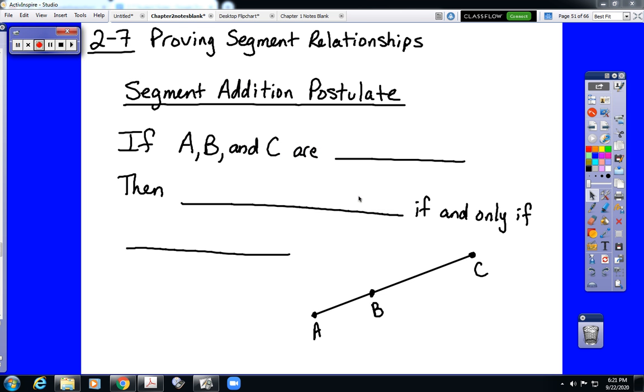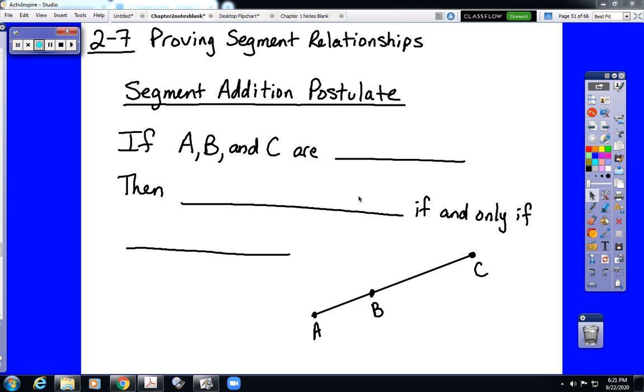Okay, ladies and gentlemen, this video is going to cover the beginning portion of the 2-7 notes for geometry, covering the segment addition postulate and showing the non-proof example of how we apply the segment addition postulate in geometry class. So the segment addition postulate is an idea that we've already looked at once in this textbook. When we looked at it before, we called it betweenness of points. That was because we did not yet know the word postulate.